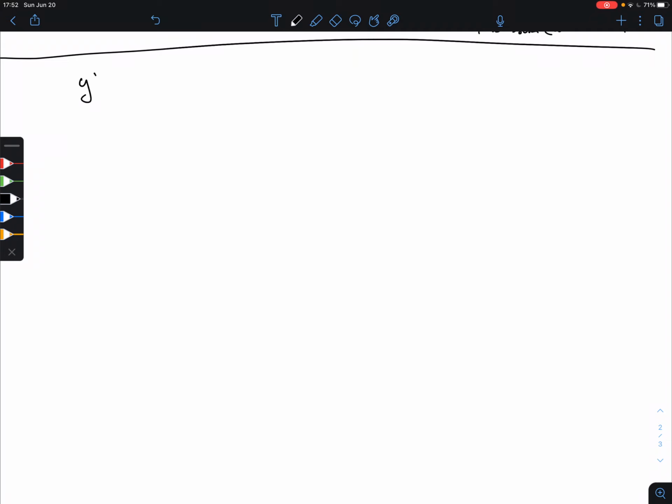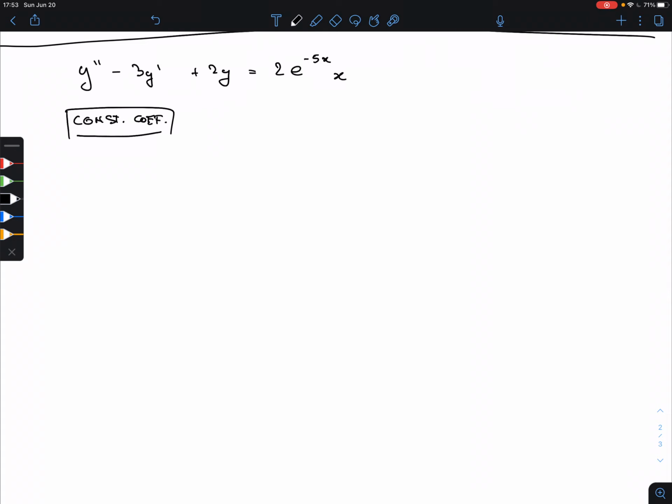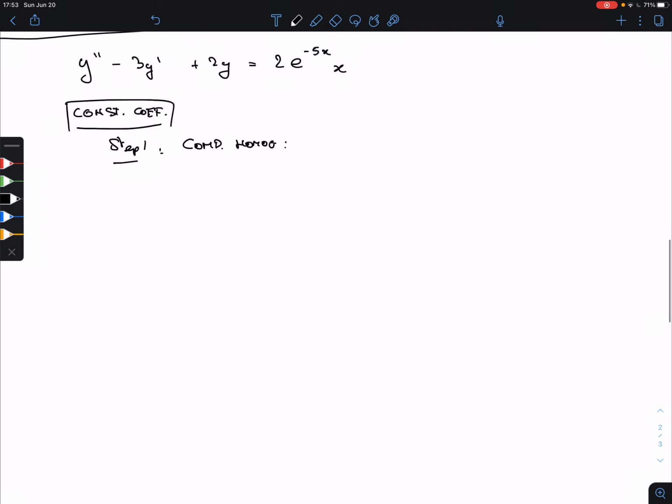So the first one is this one: y double prime minus 3y prime plus 2y equals 2e to the minus 5x. Now, let's look at this. Well, this has constant coefficients, so that is great news, at least for the homogeneous part. So step 1 is the complementary homogeneous equation: y double prime minus 3y prime plus 2y equals 0.